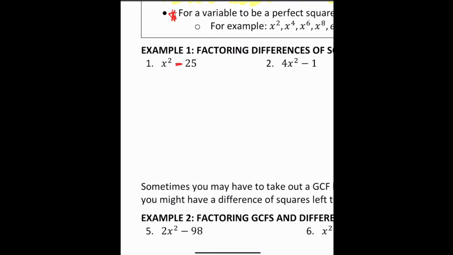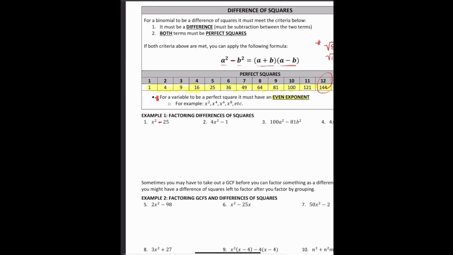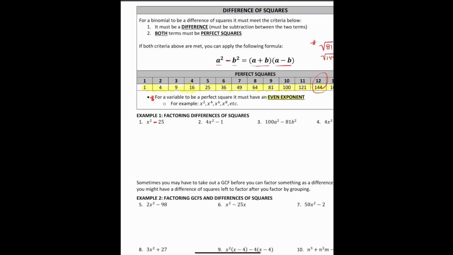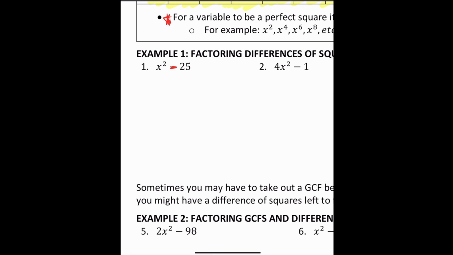So one thing that we need to do, since number 1 meets both of the criteria, we need to take the square root of each perfect square. So the square root of x to the second power is going to give you x to the first power, or x, right? Remember, if we take the square root of a variable raised to an even power, we take that power and divide that by 2, so we get x to the first, or just x. And then we need to take the square root of 25, and the square root of 25 is 5.